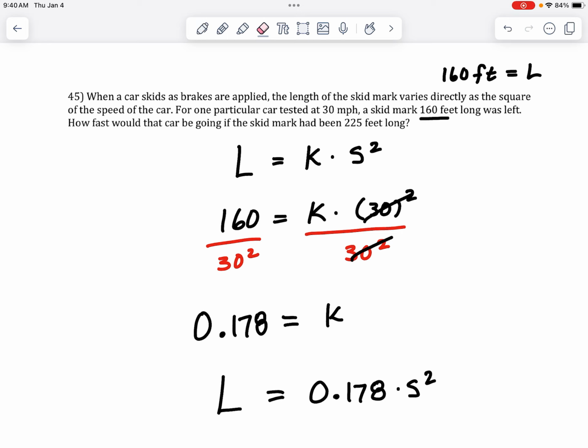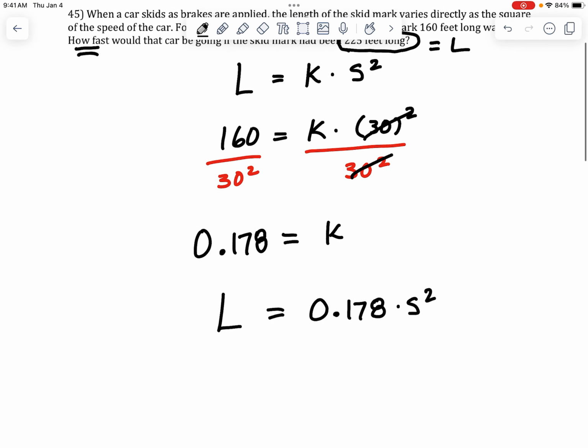Then what's next? So then the highway patrol could say, well, at this accident scene, we found out that the skid mark was 220 feet long. How fast was the car going? So just substitute that the L, the length of the skid mark, is 225, and then solve for S, the speed of the car. So if this is 225, then solve for S.